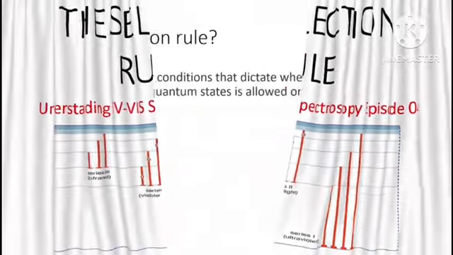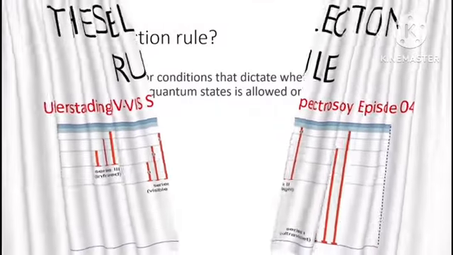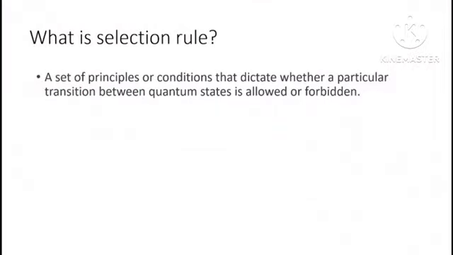As we usually do, I would start by explaining what the selection rule actually is. In the slide, we have the fact that the selection rule is a set of principles or conditions that dictate whether a particular transition between quantum states is allowed or forbidden. This statement is quite simple. Let me try to elaborate on it a bit.